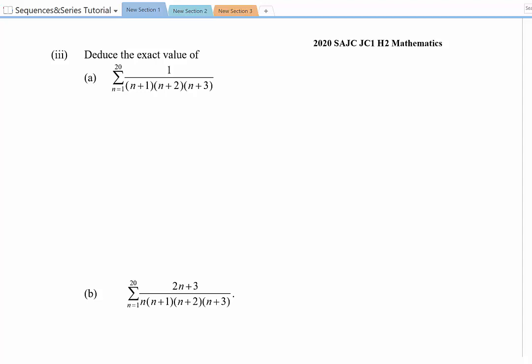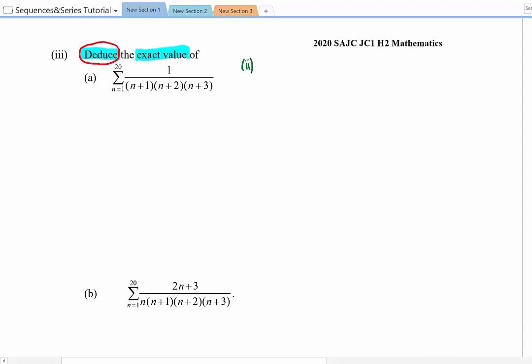Let's now look at part 3 of this question. Part 3 comprises two sections, A and B, and let's focus our attention on A. First of all, the question says, deduce the exact value of a particular series, right? We need to think to ourselves, what does the word deduce imply? It means to say we have to use the earlier result. And what is the earlier result in this case?